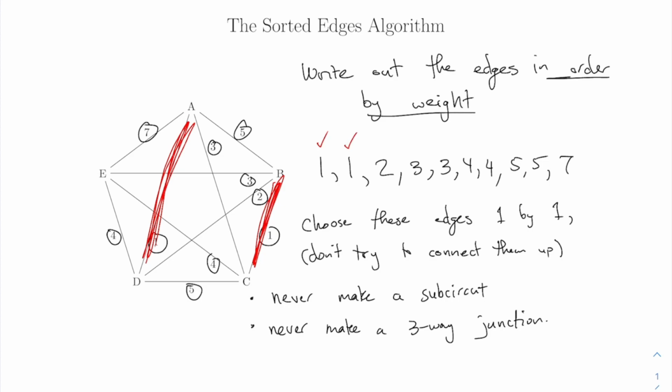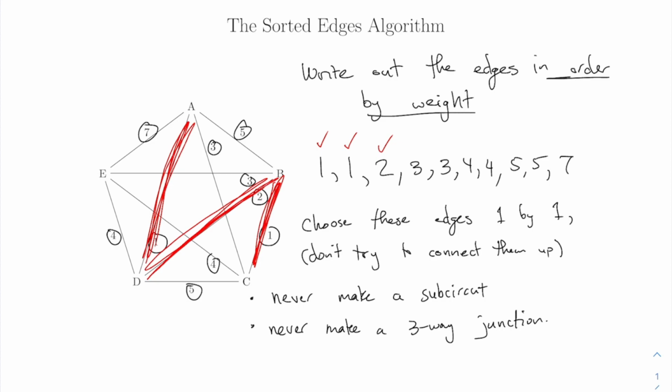Next, I choose the next best, which is a 2. So you should ask yourself, is the 2 actually legal here? This is the 2. If I choose the 2, does that make a subcircuit or a three-way intersection? No, it does not. That means the 2 is legal at this point. So I also choose the 2. I just chose the 2. All right?